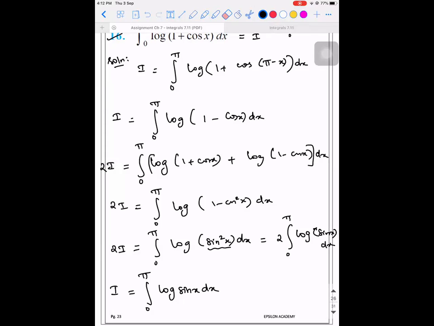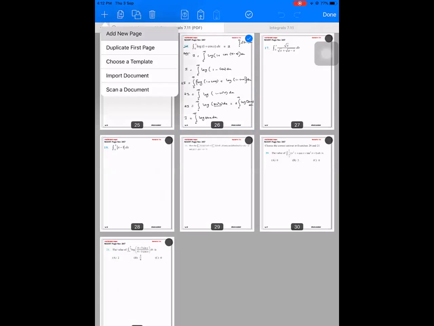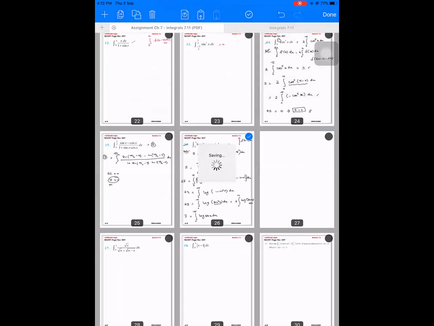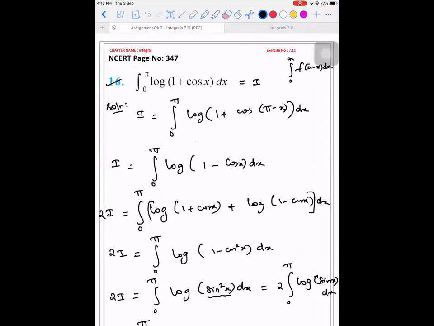Now, how do we solve this? If we use integral of 0 to a f of a minus x dx, again, you will end up in sin pi minus x dx. Sin pi minus x is the same sin x because it's in the second quadrant. Correct? So how do we solve? Let's think. Any suggestions?